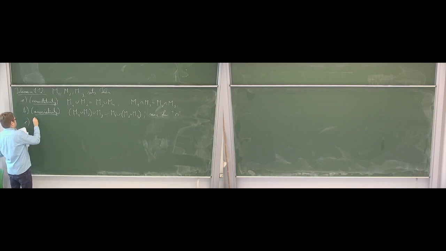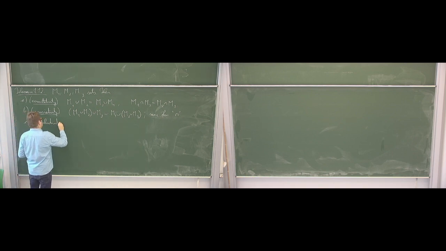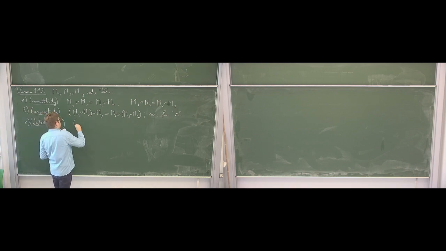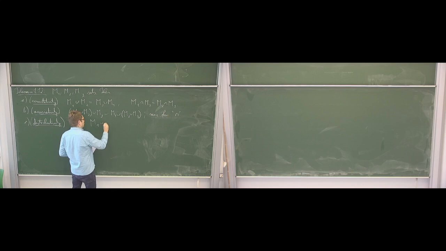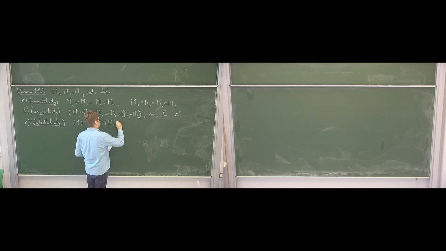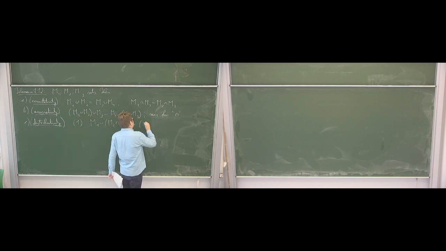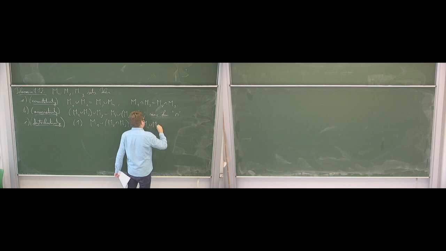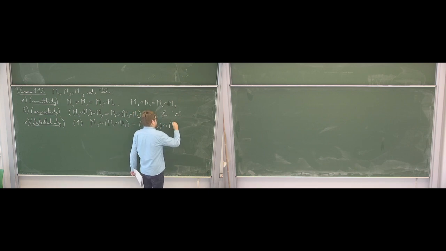Third property is a bit more interesting, or a bit less obvious, I would say. Distributivity. Namely, two statements. First of all, if I take the union of M1 with the intersection of the two subsets M2 and M3, this is the same as taking the intersection of the union of M1 and M2 with the union of M1 and M3.